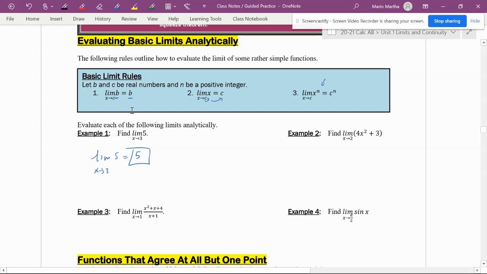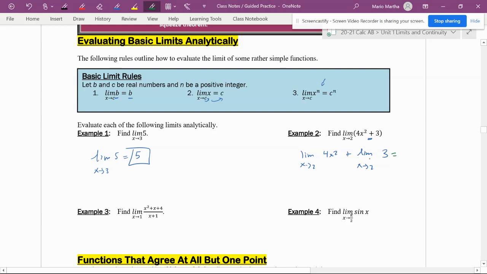All right. Next one. Example 2, we have the limit as x approaches 2 of 4x squared plus 3. So here we have a sum and difference rule, so we can split those up. The limit as x approaches 2 of 4x squared plus the limit as x approaches 2 of 3. Now later on, you don't have to split them up here. I want to make sure that you are looking at the properties.